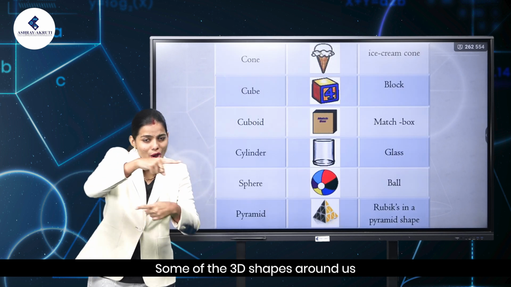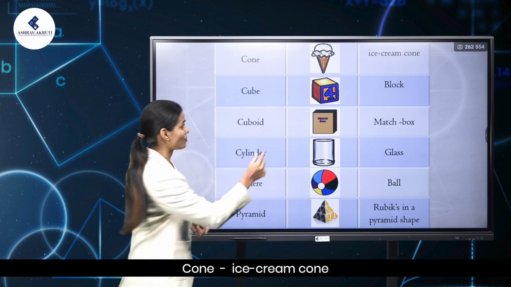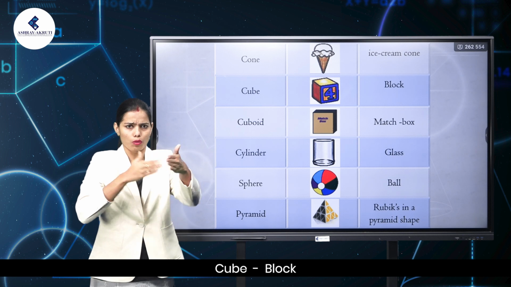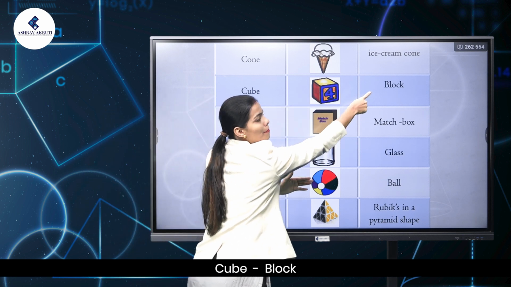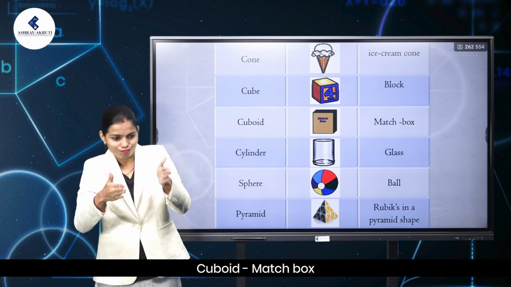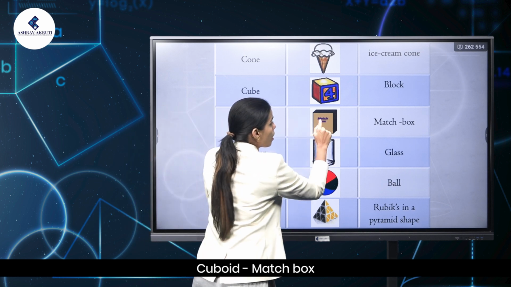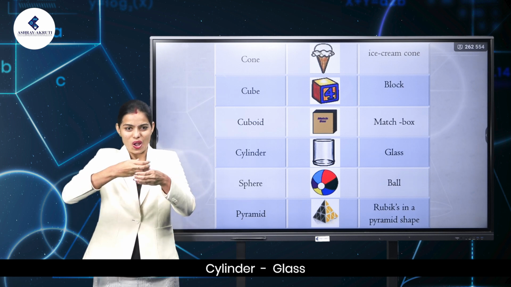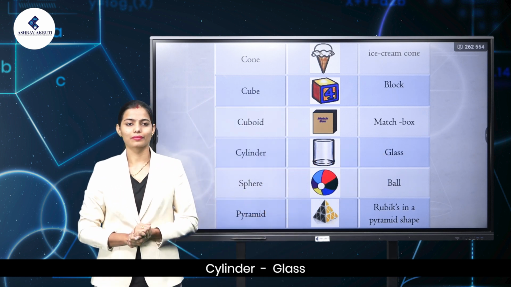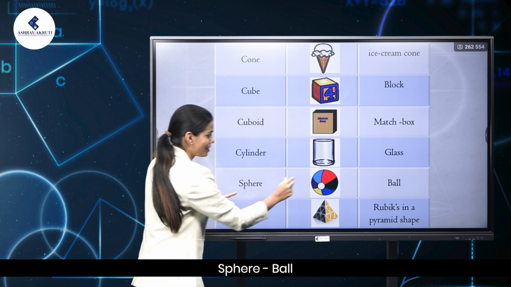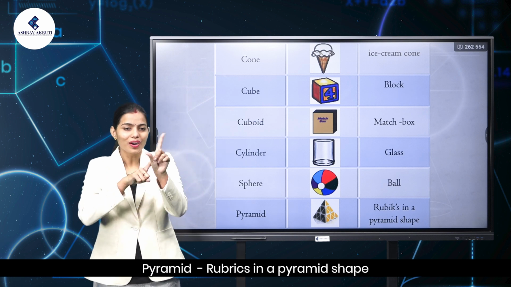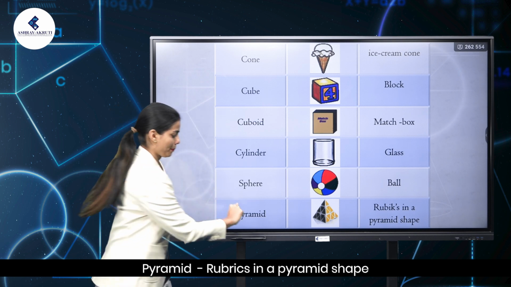Some of the 3D shapes around us: cone, ice cream cone; cube, block; cuboid, matchbox; cylinder, glass; sphere, ball; pyramid, Rubik's pyramid shapes.